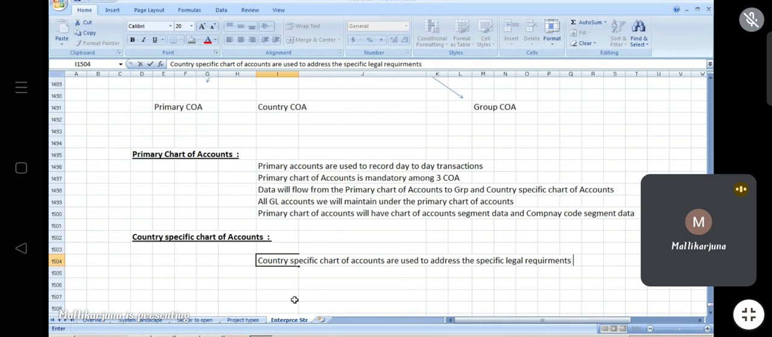Okay, so what we do is we prepare and create a country specific chart of accounts. Chart of accounts is nothing but an index of the GL accounts, or the list of the GL accounts. We will understand what the GL account is afterwards. To address that specific local or legal requirement, we have to have a country specific chart of accounts. Having a country specific chart of accounts is optional.